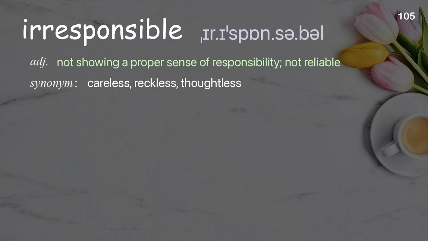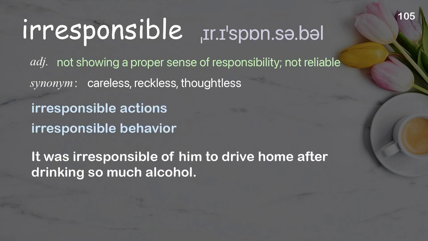Irresponsible. Not showing a proper sense of responsibility, not reliable. Examples: irresponsible actions, irresponsible behavior. It was irresponsible of him to drive home after drinking so much alcohol.